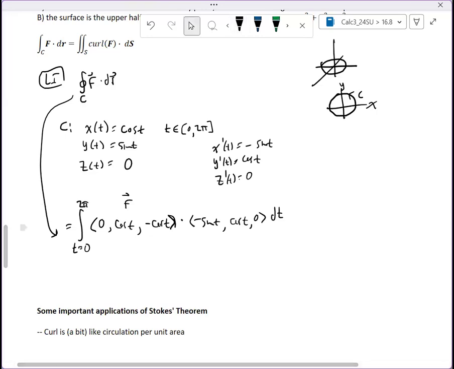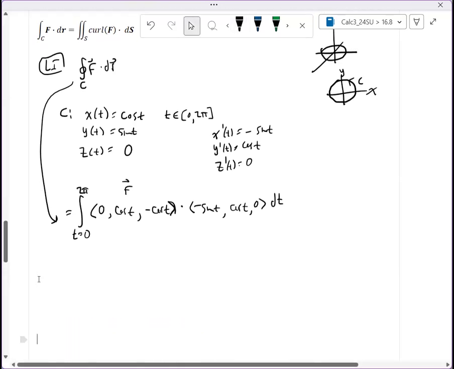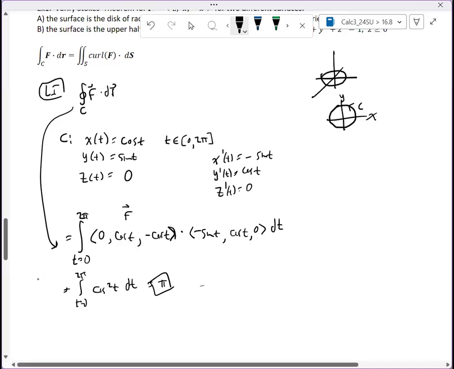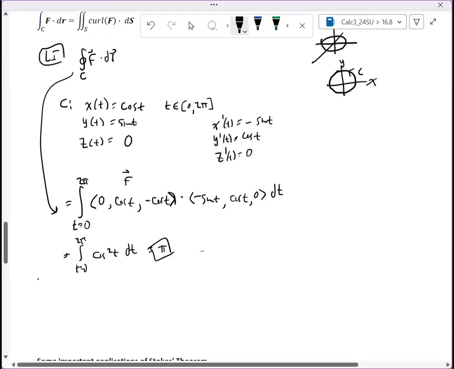Our first and third components both have a 0 contribution, so we just end up with integral t equals 0 to 2 pi of what? Cos squared t dt. And this integral turns out to be pi. So that's what my line integral ends up being.